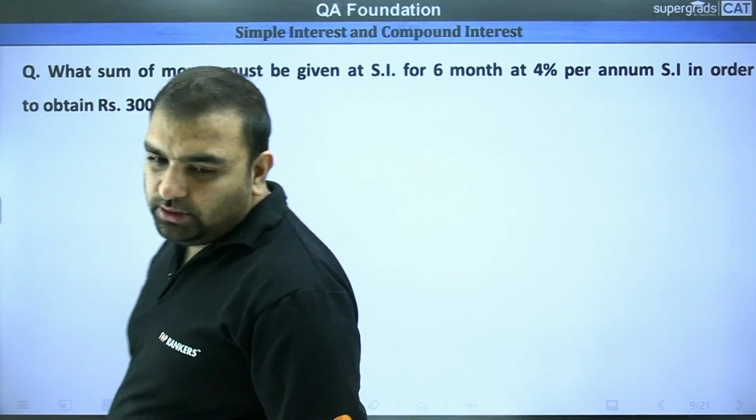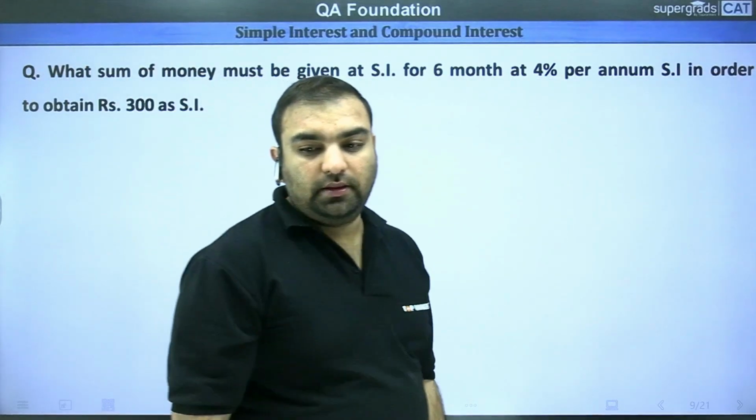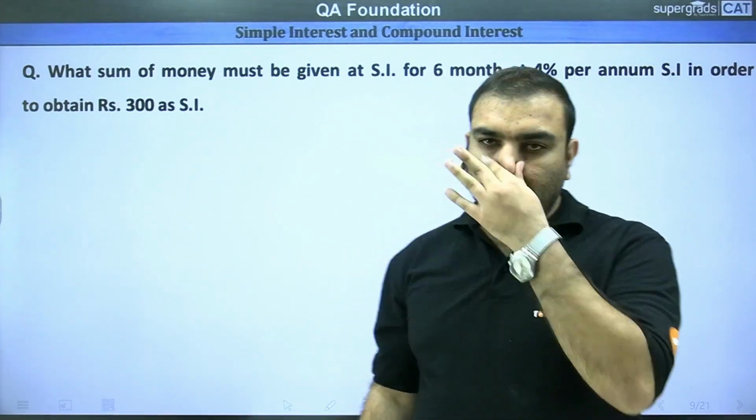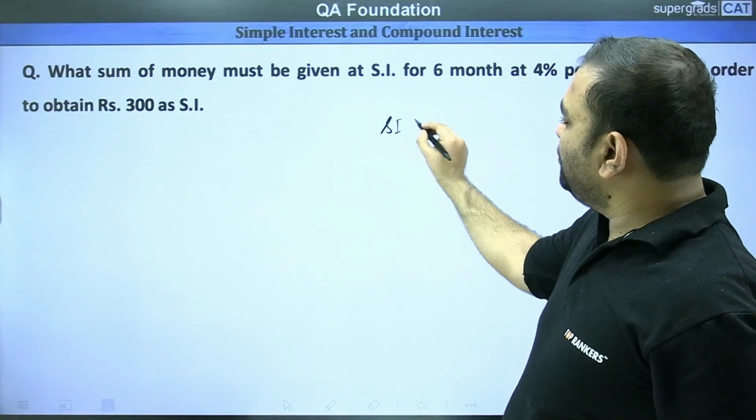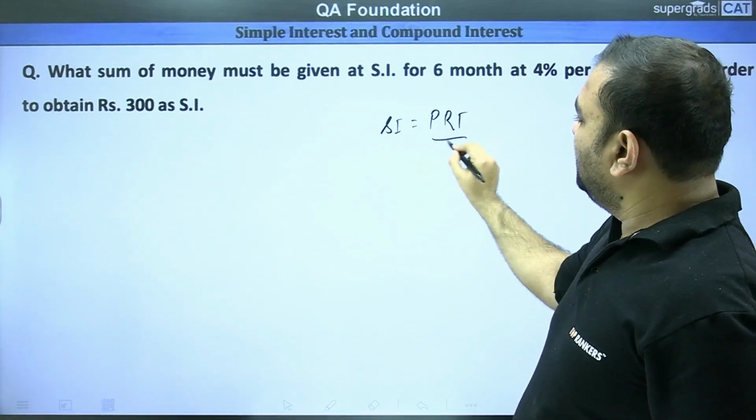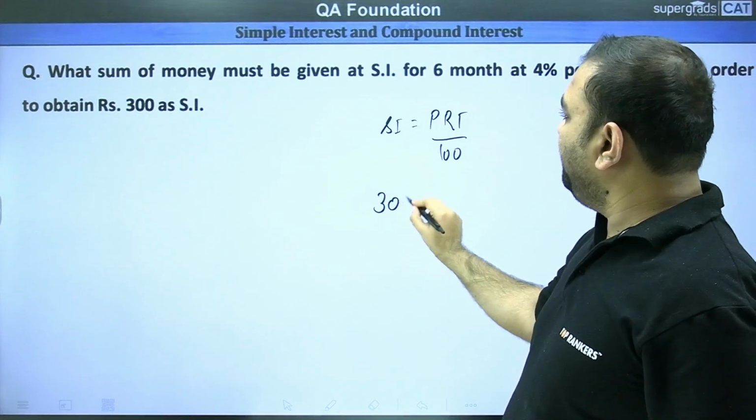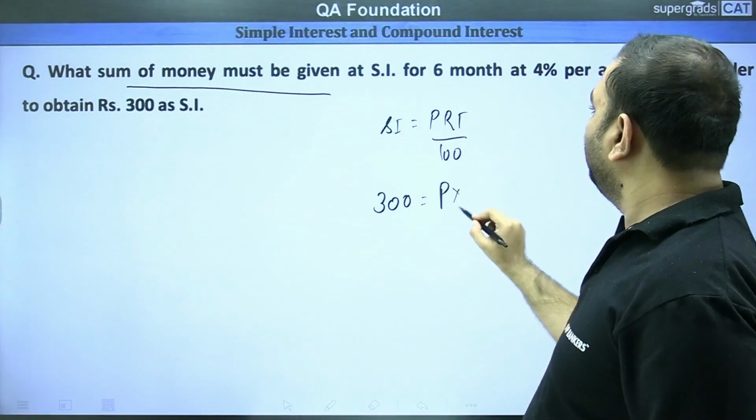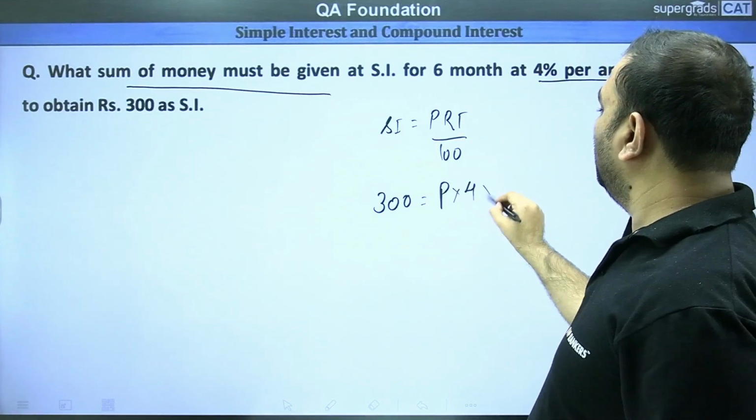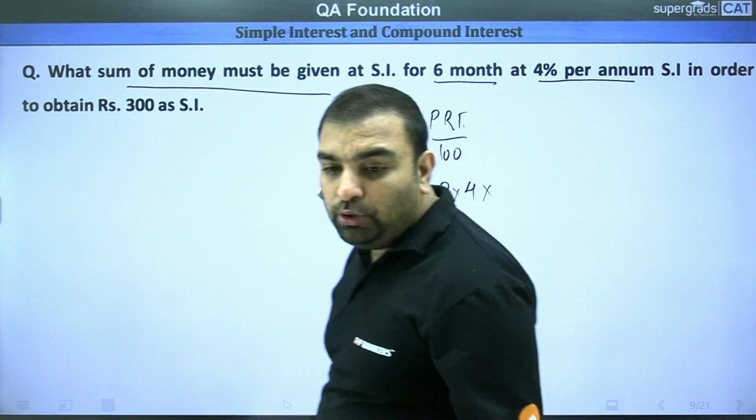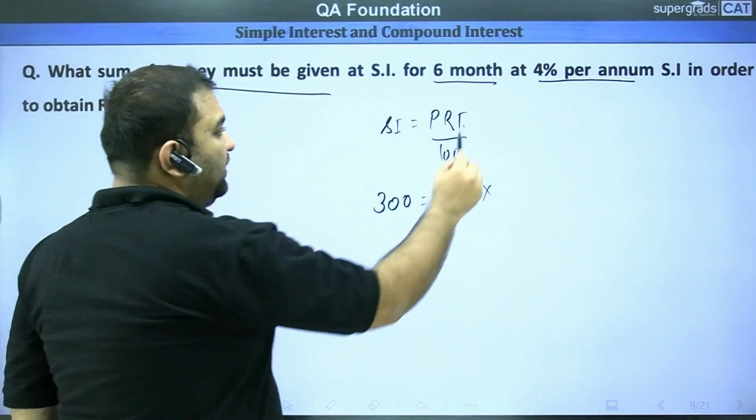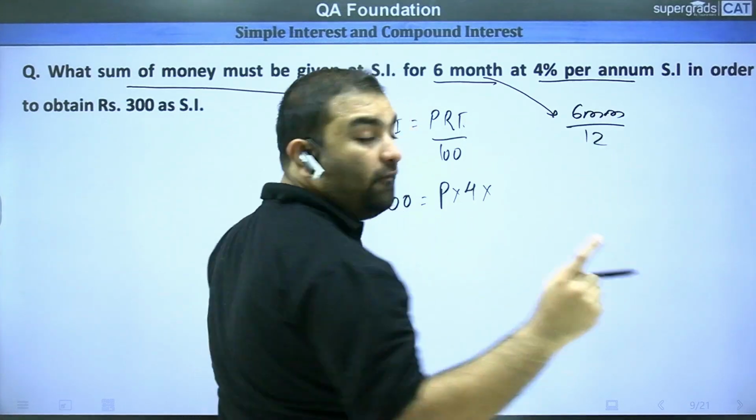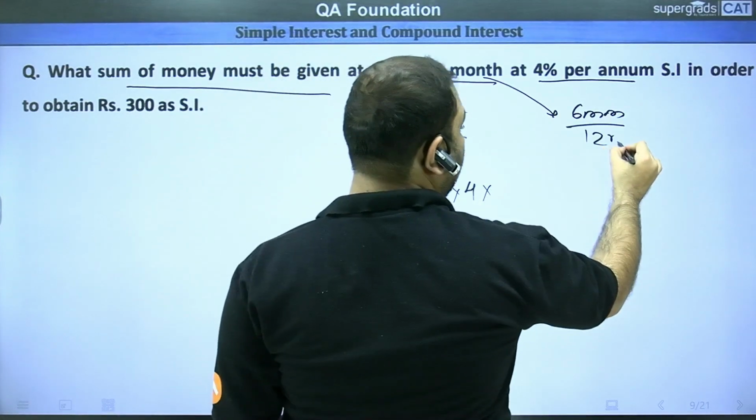What sum of money should be given at SI for 6 months at 4% per annum in order to obtain 300 as simple interest? SI is equal to PRT upon 100. 300 is the simple interest. What sum of money must be given? Principal. Rate 4% per annum. Time 6 months. I've already told you time should be in years. So convert months into years. 1 year has 12 months, so you have to divide it by 12.